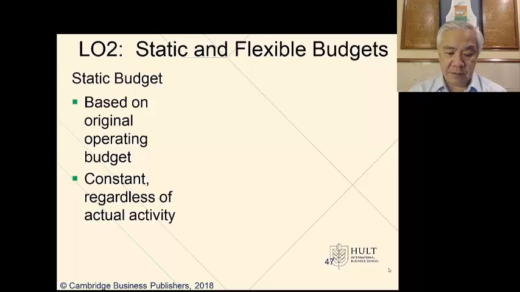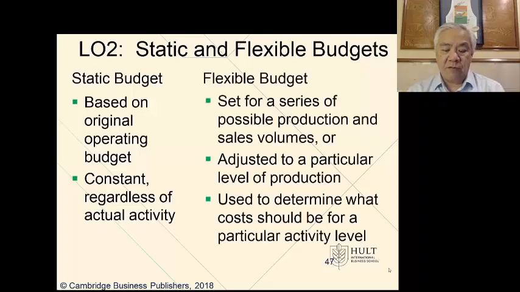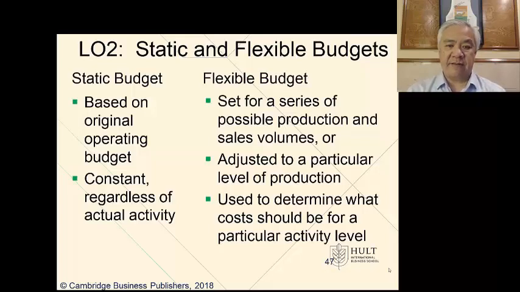Flex budget, to contrast it, is set over various sales volumes, and we set it for one estimated level of production. And then we look at what would be the cost at that activity level. Specifically, we break out the variable and fixed costs so that as the actual unit volume changes, we can reflect that in the budget. So that's why we call it flex. The fixed costs do not flex. The variable costs do flex based on the actual units.